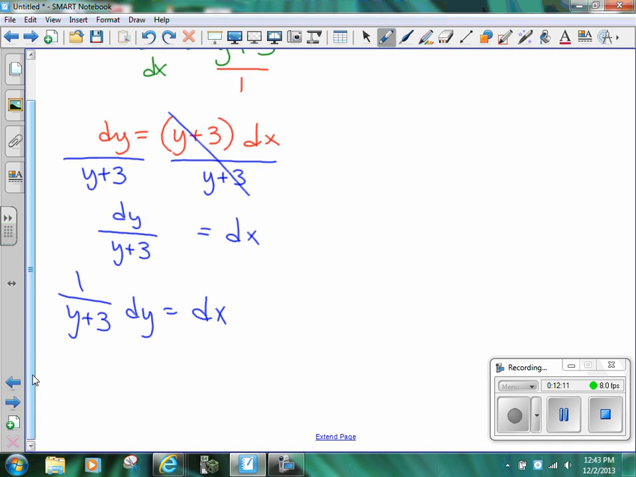At this point, do I have all my x's together? Do I have all my y's together? What do I do now? I integrate. And then what's going to happen when I integrate this? Is this going to be some easy little integration problem? It's not a difficult problem, but there's a little twist to it, right? What do I have to use? Use substitution, which takes me to natural log. Okay? So, integrate both sides.